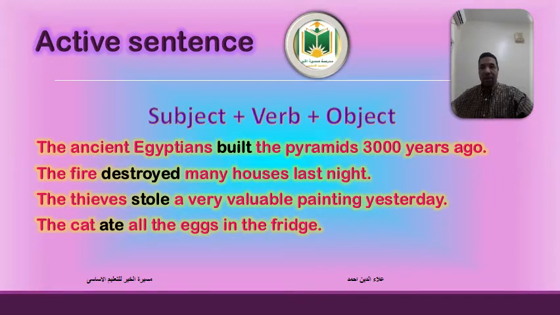Another example, the thieves stole a very valuable painting yesterday. The thieves are the subject, stole is a verb in the past simple tense, and a very valuable painting is the object of this sentence. Another example, the cat ate all the eggs in the fridge. The cat is the subject, ate is a verb in the past simple tense, and all the eggs are the object of this sentence. All these sentences are active sentences. Why? Because they begin with the subject, followed by a verb, and then comes the object of the sentence.